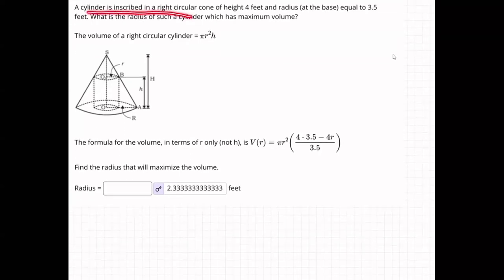A cylinder is inscribed in a right circular cone of height 4 feet and radius equal to 3.5 feet. What is the radius of such a cylinder which has a maximum volume? All right, so you see what we're doing right here. We're sticking a soda can in a cone, right? It's called a cylinder. We're putting it in a cone, and we want it to be as big as possible, maximum volume. What do I mean by that?